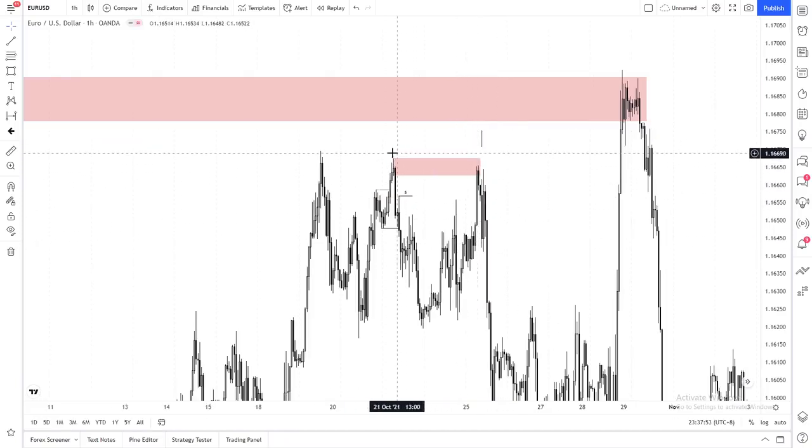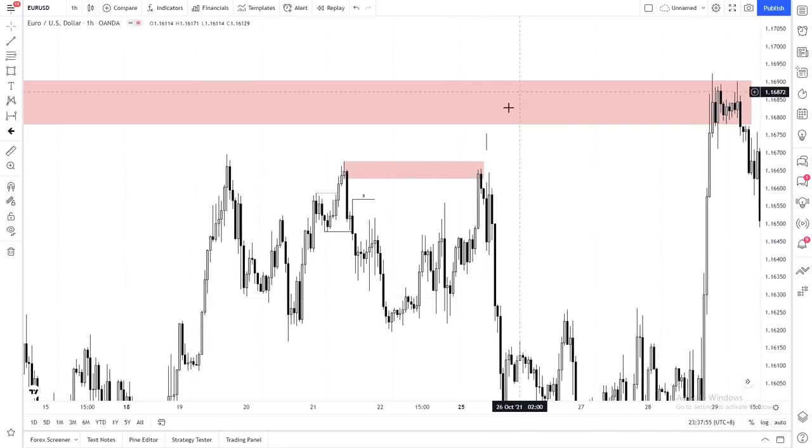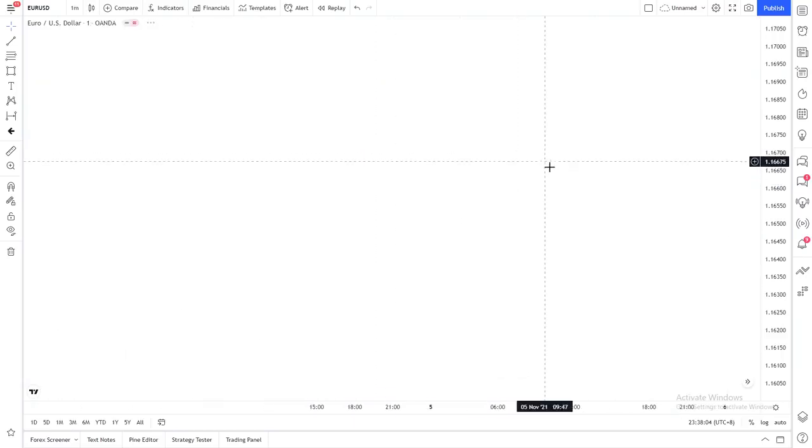Price made its way inside my POI. Now, I'm not too sure, go up or go down, which one? Okay, I saw the London session, all right, cool, and I saw price had tapped this POI. Let's monitor the structure in there and see what it gives us.